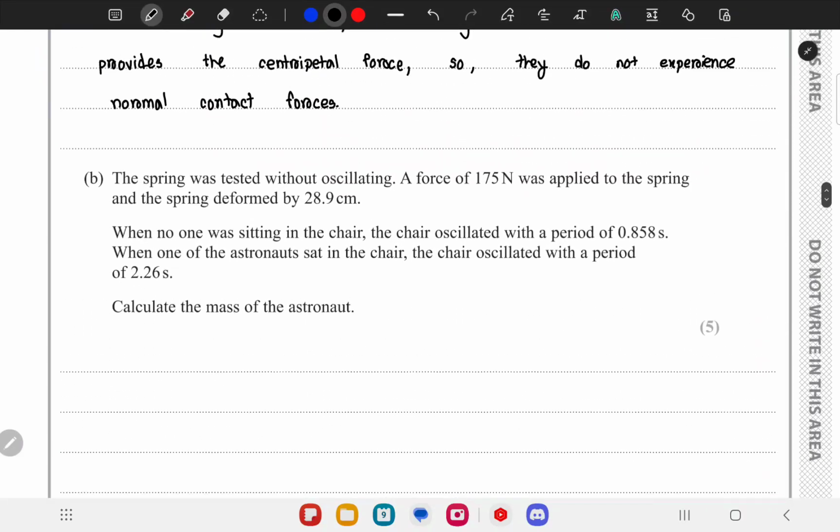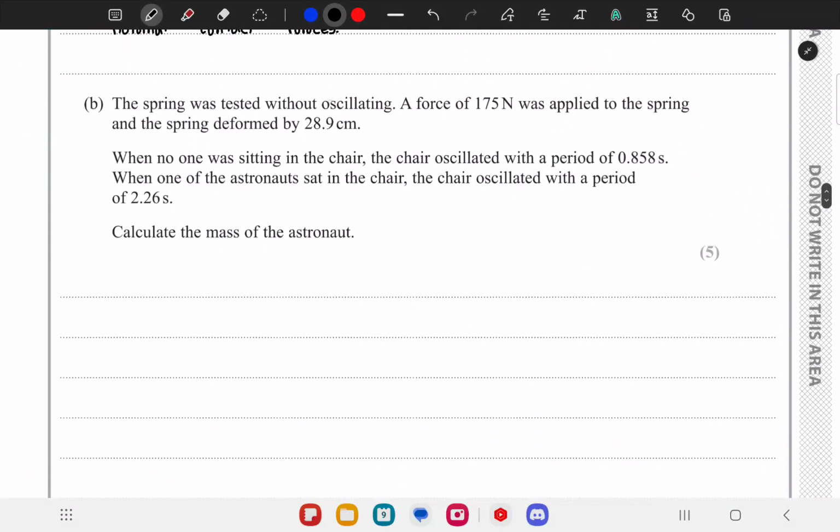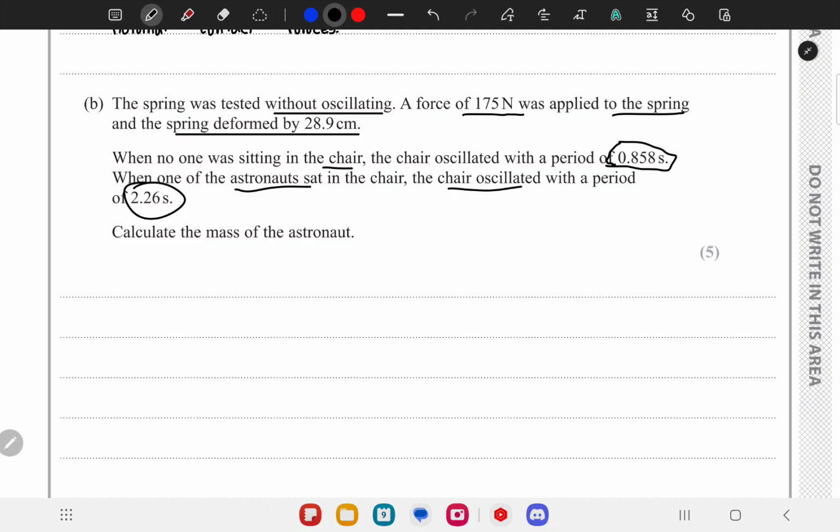Now on to question 17b. We are given that the spring was tested without oscillating. A force of 175 newtons was applied to the spring and it deformed by 28.9 centimeters. When no one was sitting in the chair, it oscillated with a period of 0.858 seconds, and when one of the astronauts sat in the chair, it oscillated with a period of 2.26 seconds.